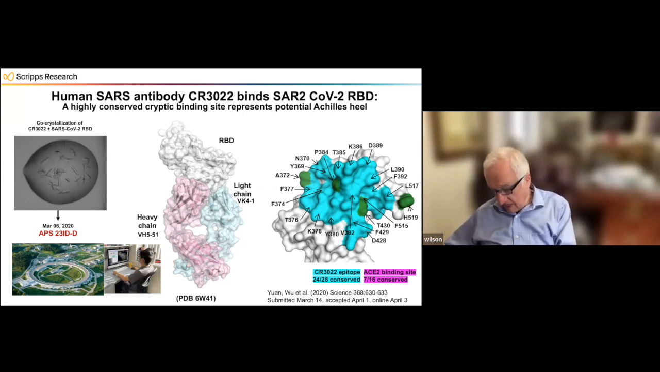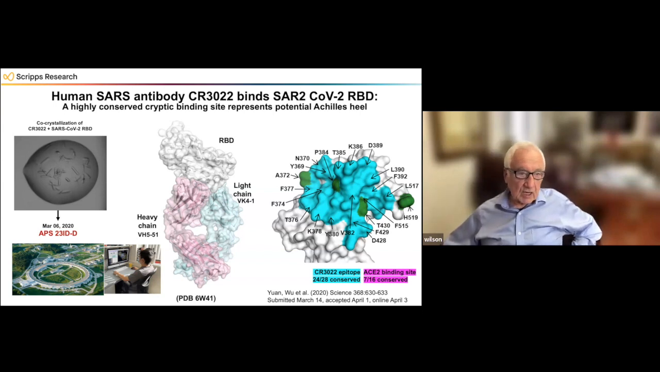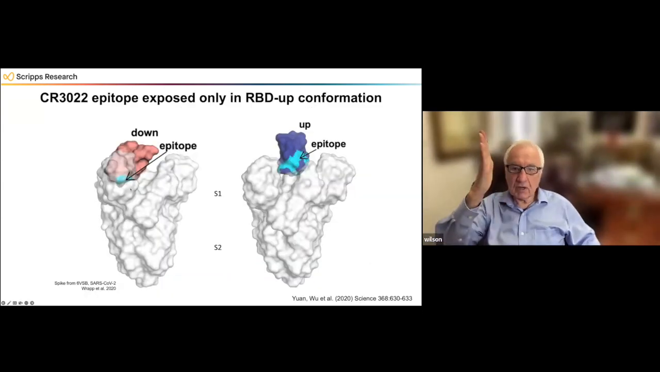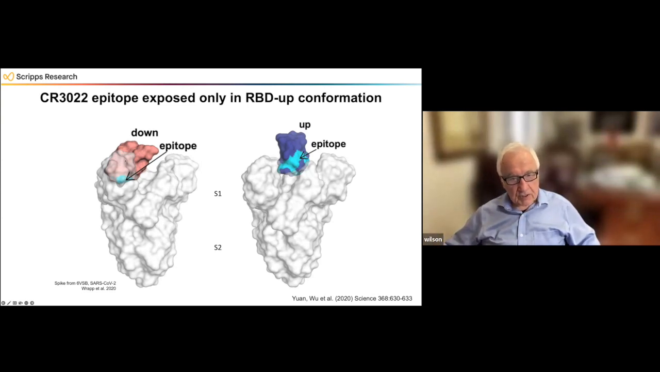So this antibody, like the receptor, can only bind when the RBD is in the up conformation. And so you can see when it's down, you can't see the epitope. Here's the epitope, and so this flips up in these other representations here. The RBDs are down, just to highlight this up conformation. So we didn't have to wait.